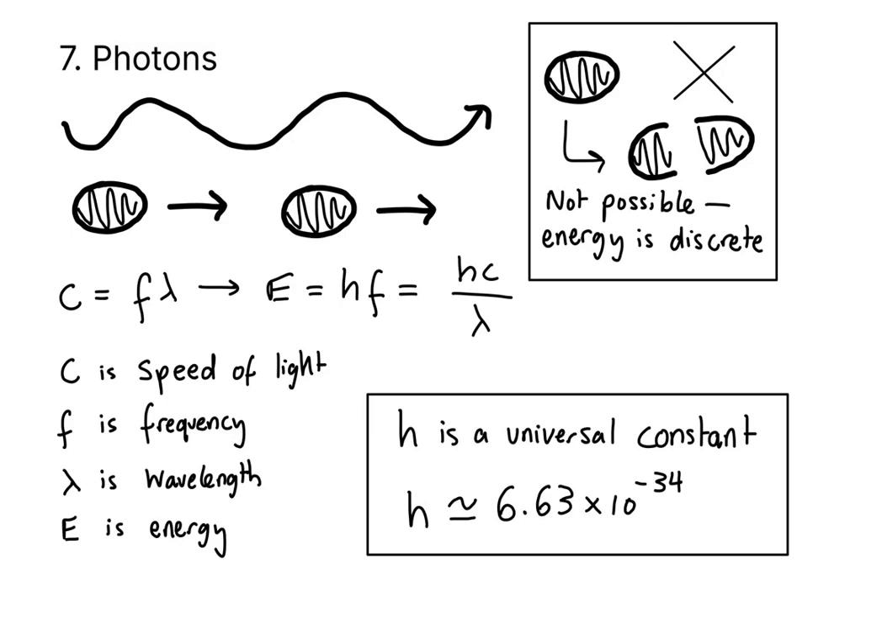And because c equals f lambda, you could rewrite that second equation as E equals hc over lambda, for when a question gives you the wavelength instead of the frequency. Same equations, 2 forms. Just pick whichever matches the numbers you've been given.